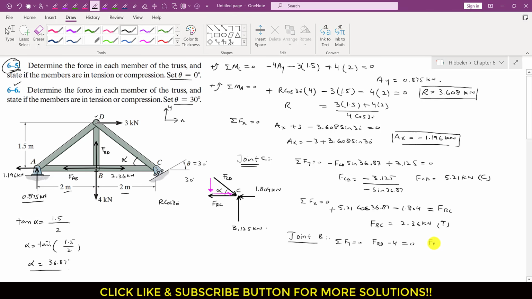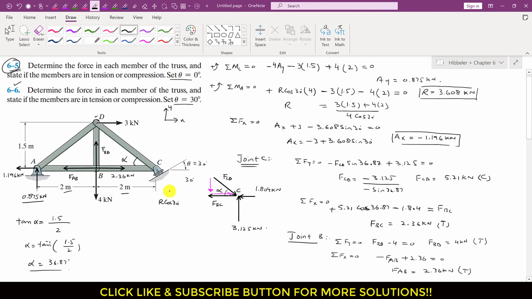So from this we can say that FBD equals to 4 kilonewton, and since FBD is acting away from this joint B, this is the tension force. And similarly, if we apply the summation of forces along x equals to 0, again as we can see that this FAB is acting in the negative x direction, so I will write minus FAB, and this is acting in the positive direction, 2.36. This is equal to 0. So from this we can say that FAB equals to 2.36 kilonewton, and since FAB is acting away from this joint B, this is also the tension force.